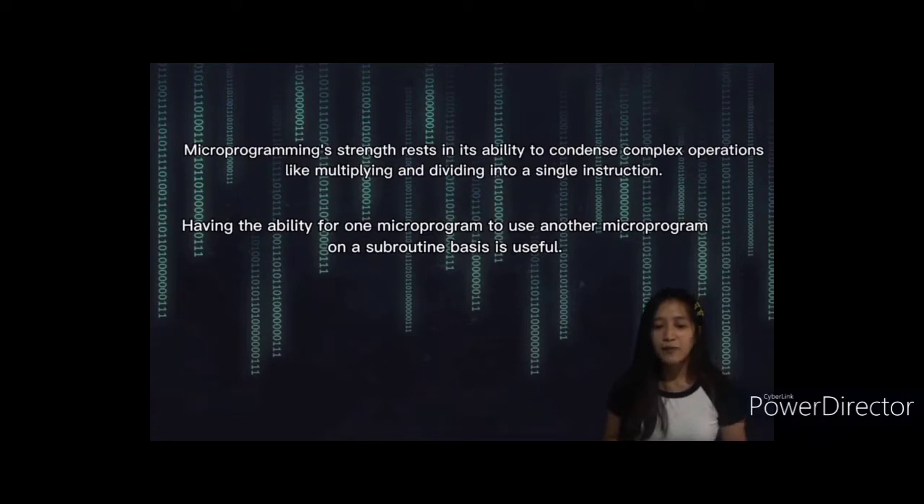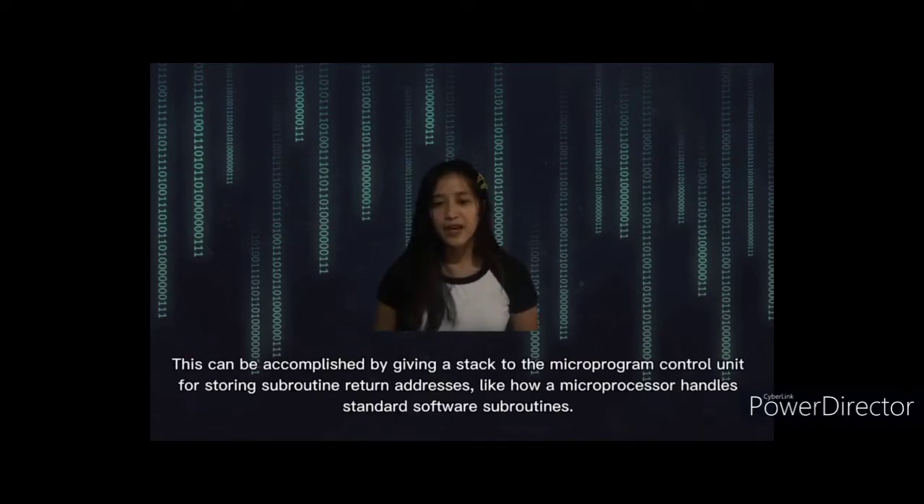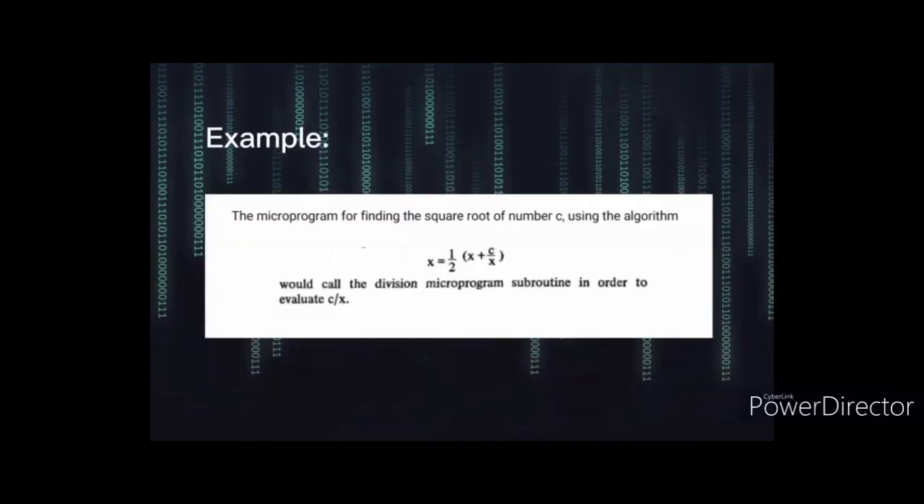Having the ability for one microprogram to use another microprogram on a subroutine basis is useful. This can be accomplished by giving a stack to the microprogram control unit for storing subroutine return addresses, like how a microprocessor handles standard software subroutines. The microprogram for finding the square root of a number c using the logarithm x equals 1/2 of x plus c over x would call the division microprogram subroutine in order to evaluate c over x.